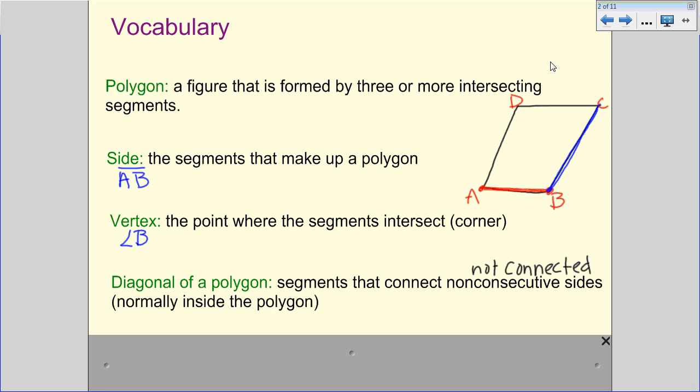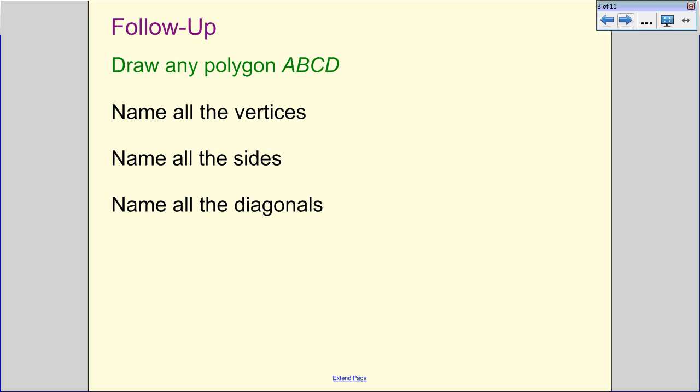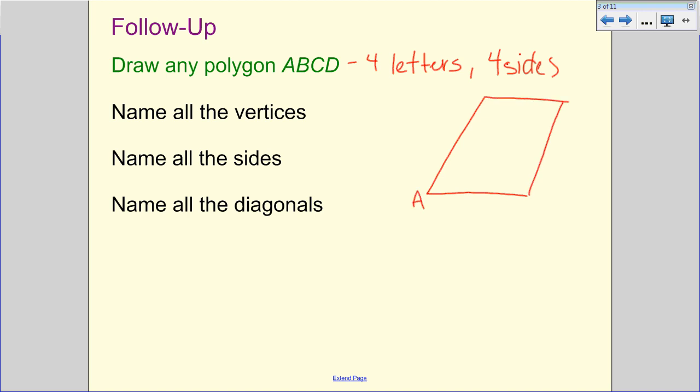So when we look at our diagram, one of our diagonals would be DB because D and B are not connected to each other. And another diagonal would be AC. What I put here is that we normally find those inside the polygon. So what we want to do is draw a polygon A, B, C, D. If there's 4 letters, that means there's 4 sides. So we're going to go A, B, C, D.